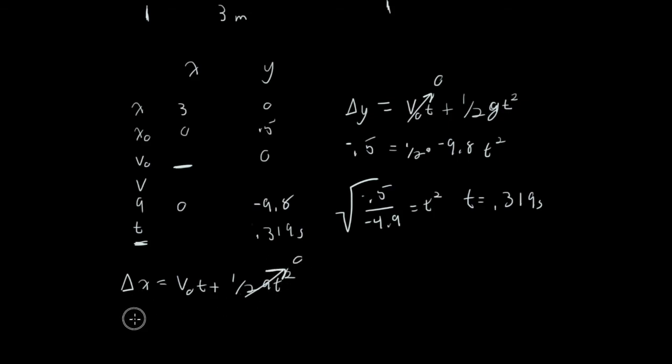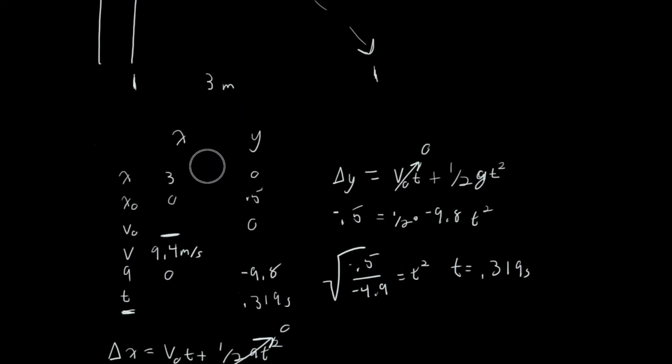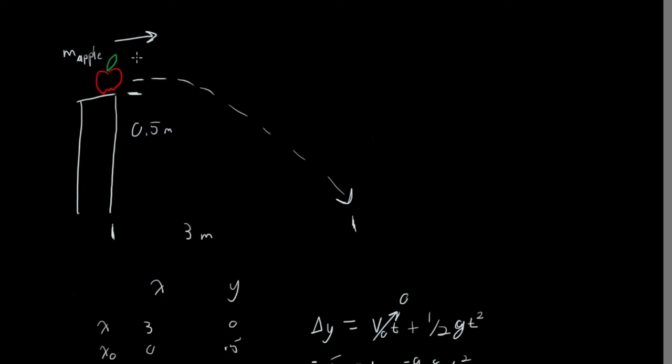And I got my change in x, which for this is going to be 3, equals v naught, which is what I'm looking for, times 0.319. So if I divide 3 by 0.319, I get my initial velocity when this left the pedestal. And that gets me 9.4, so 9.4 meters per second. Fantastic. So now I know my velocity right here, right when this left the table. That is 9.4 meters per second.